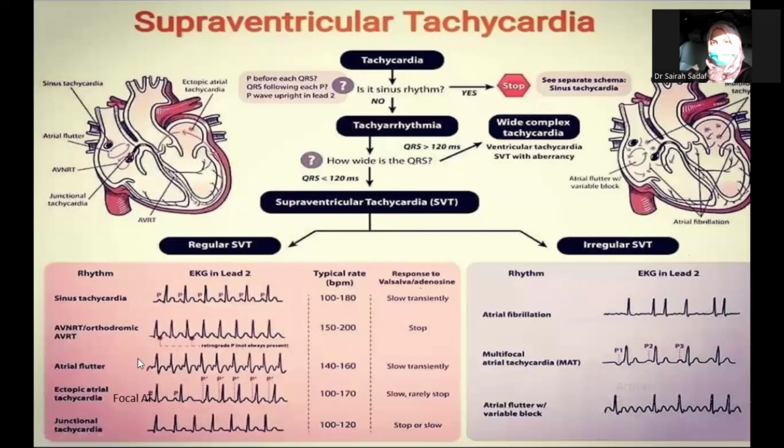Atrial flutter may be with a fast ventricular rate, and ectopic atrial tachycardia or focal atrial tachycardia. This is also known as FAT. We have MAT and we have FAT. This is focal atrial tachycardia. It's usually regular, and the multifocal atrial tachycardia is irregular. And then it may be a junctional tachycardia, as I have already mentioned. Right?